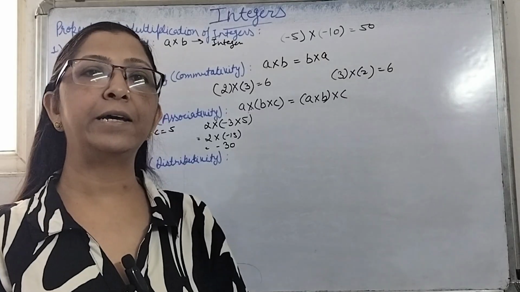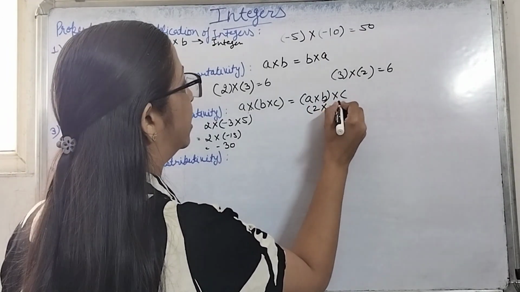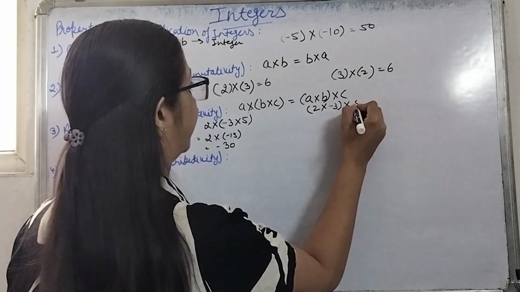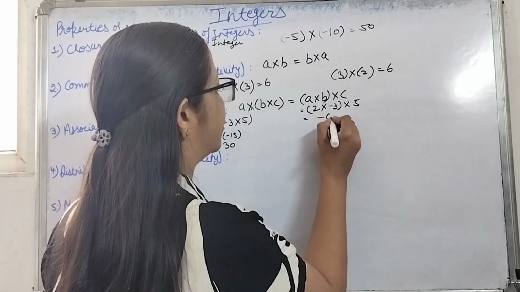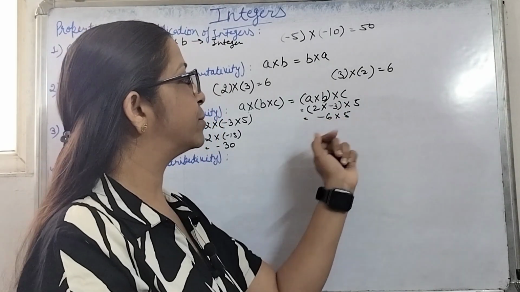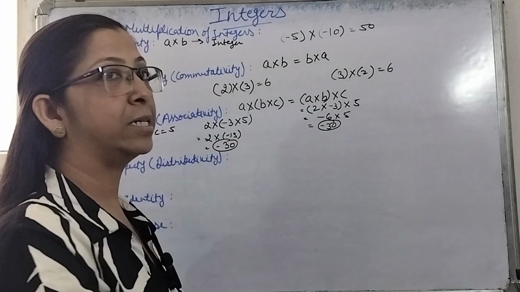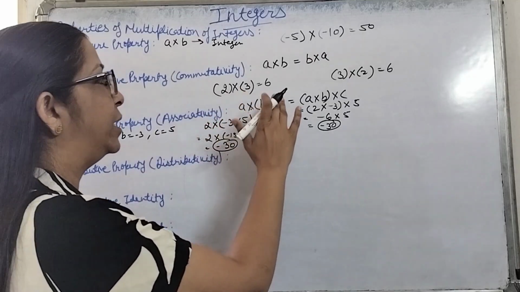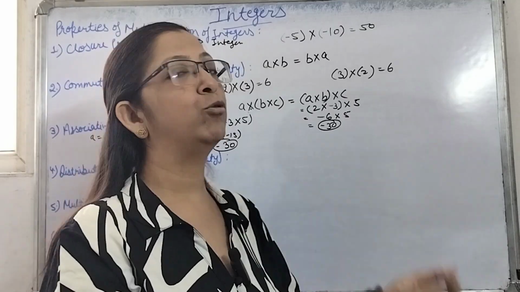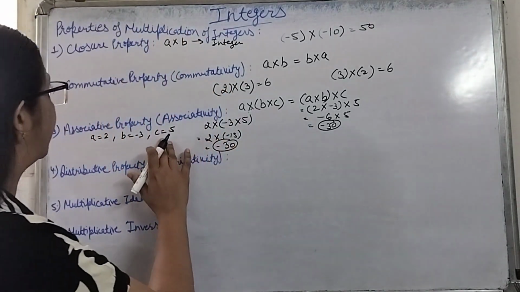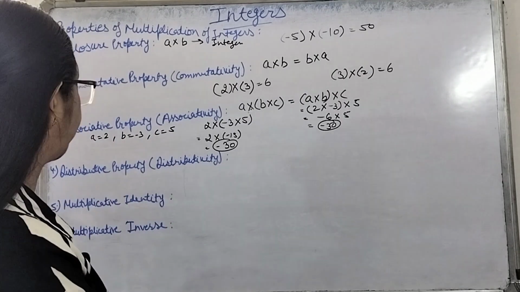Now if we solve the RHS part, the value of a is 2, the value of b is -3, the value of c is 5. First of all, we solve the bracket. 2 multiplied by -3 will be -6, multiplied by 5. -6 multiplied by 5 will be -30. So here also -30, here also -30. So whatever the values of a, b and c are, for each and every condition, the LHS part will be equivalent to the RHS part. So that's the reason we say that multiplication of integers satisfies the associative property.